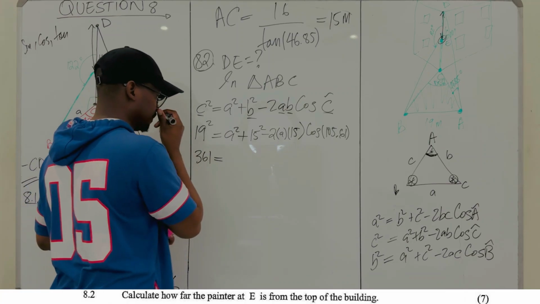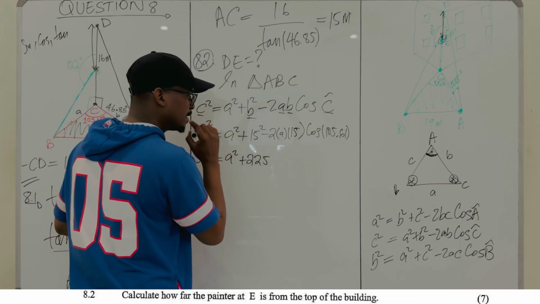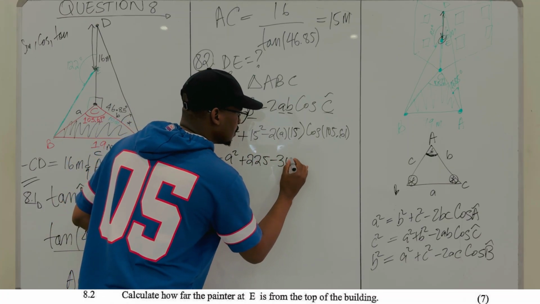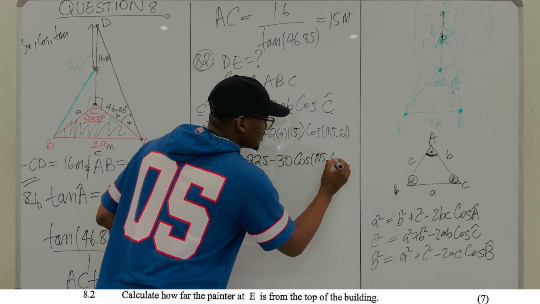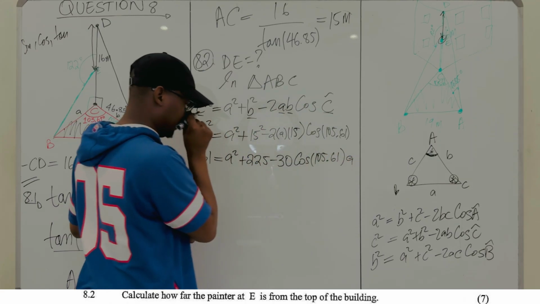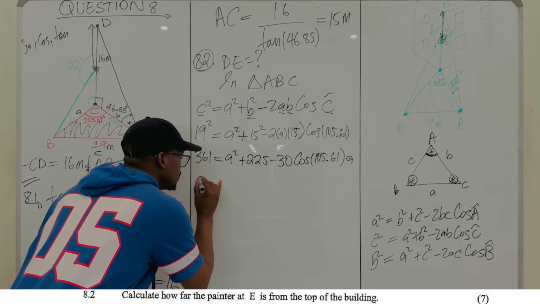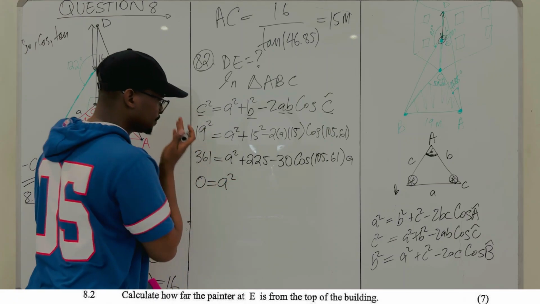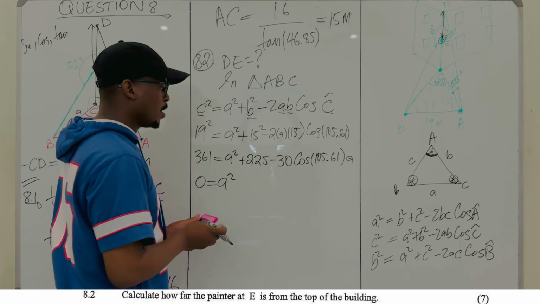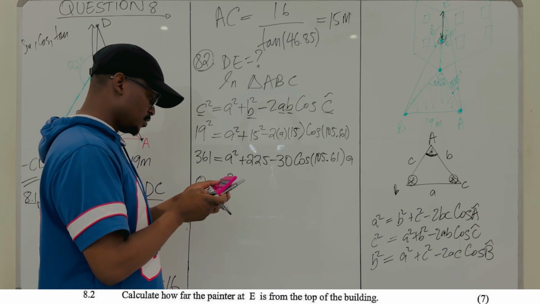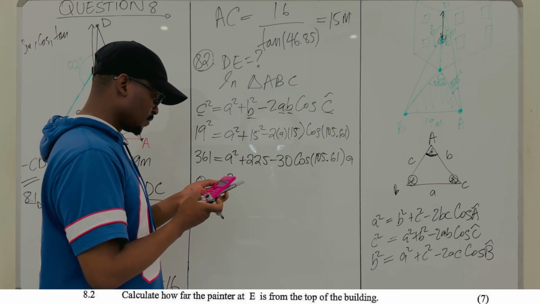361 is equal to a squared plus 225, 15 squared, minus 30 cos 105.61 a. Right? So let's take this to the other side. So you have 0 is equal to a squared, right? Let's put this as negative: negative 30 cos 105.61. What do we get?